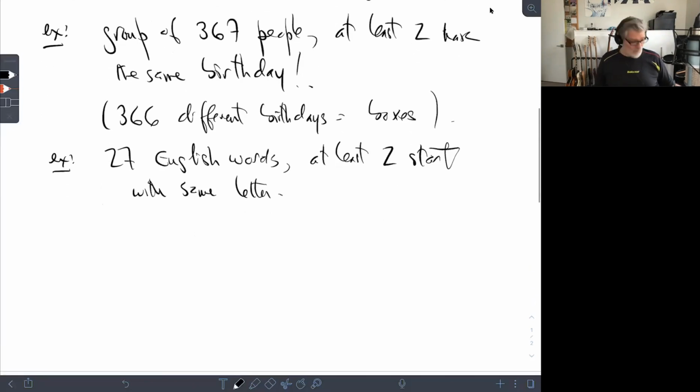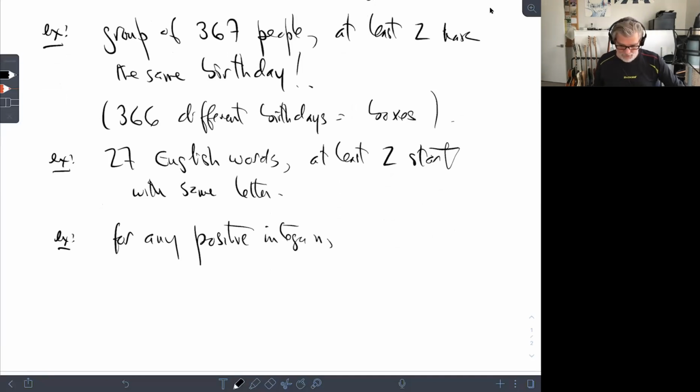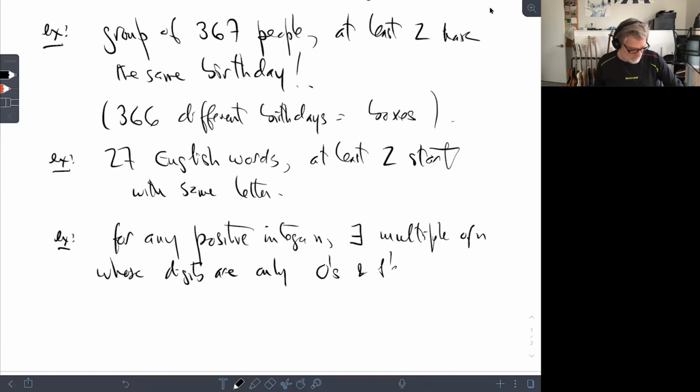Here's a not so obvious one, which is really cute. It's not really hard, but it's really cute. I really like this example. So for every positive integer n, there exists a multiple of n whose digits are only zeros and ones. Let's say you take n equals 1,234, then there is a number written with only ones and zeros, which is a multiple of 1,234.